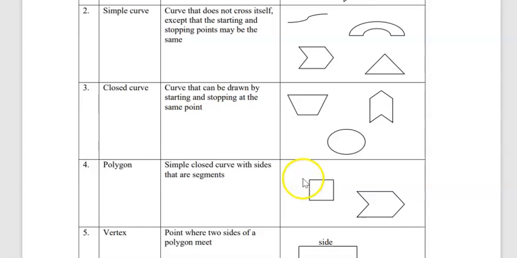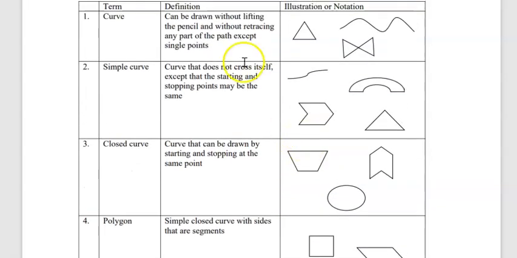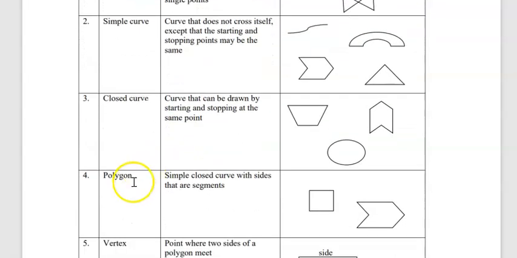But a polygon, by definition, is when we have a curve, which is something that can be drawn without lifting your pencil and without any retracing. It's a simple curve in that it doesn't cross itself. It's a closed curve in that it can be drawn by starting and stopping at the same point. So a polygon falls into all of those. And so if we look here, this shape is a polygon. It's also a closed curve, a simple curve, and a curve. It fits all of those definitions that we've gone over so far.